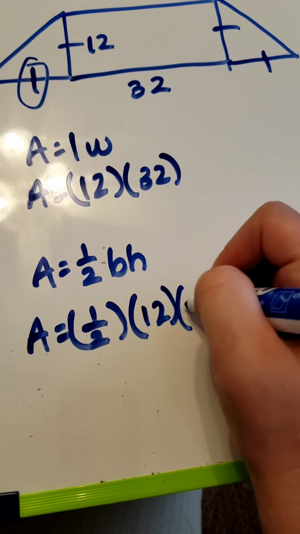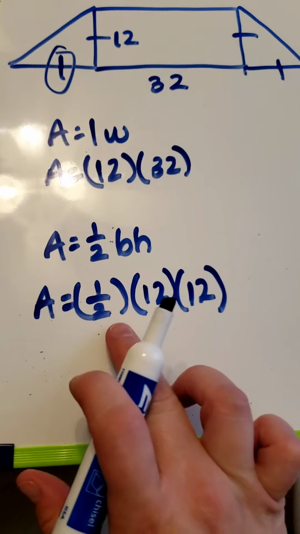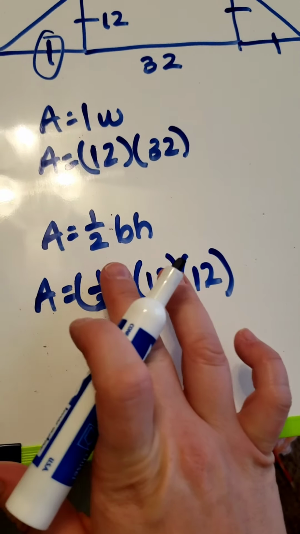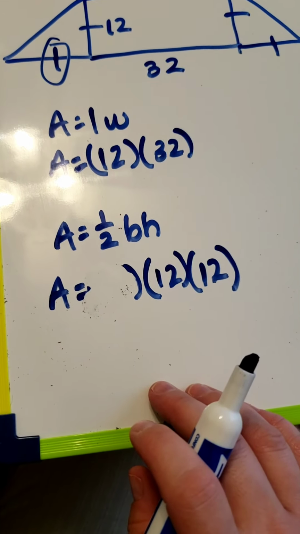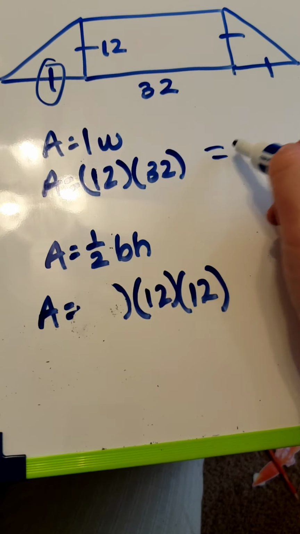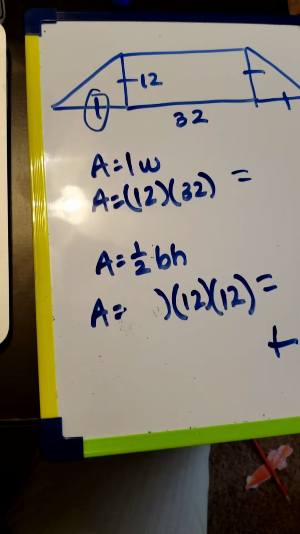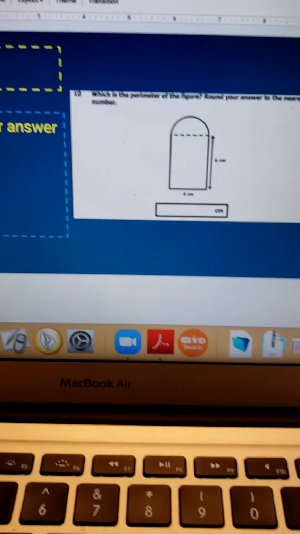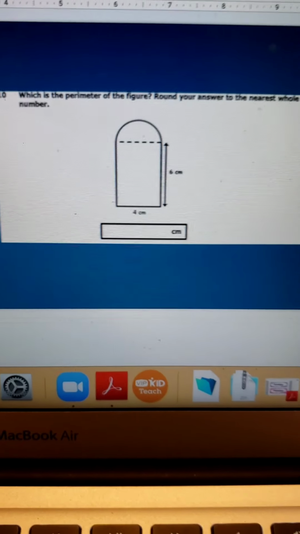So 12 times 12. You have to do this one twice or just take away your 1/2, because there's 2 triangles. All right, so multiply that out, multiply this out, add it together for your answer. All right, this is slide number 14. It's asking for the perimeter, okay?